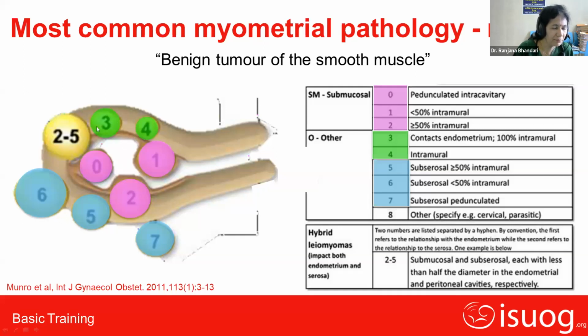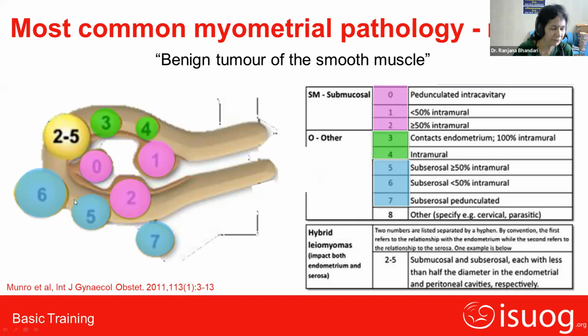See, this 3 is intramural. Intramural means within the myometrium. But in number 3, the portion is just near the endometrium. So it is known as endometrial, intramural, number 3. And this portion is within the myometrium totally, neither in the endometrium nor in the serosal cavity. So it is within the myometrium, and so it is named as number 4. Number 4 is the most common type of myoma we see commonly. So 3 and 4 are intramural myomas.